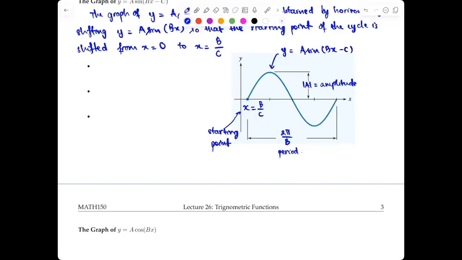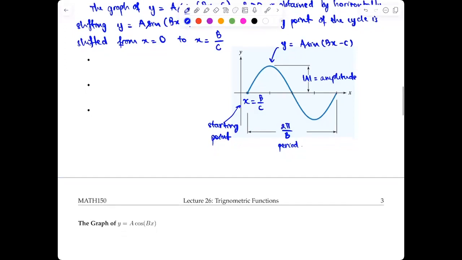I need that so that I can give some explanation, but bear with me here. So I'm going to start with y equal to A times sine of Bx minus C, and I take B as a common factor, and I get A times sine of B times x minus C over B.